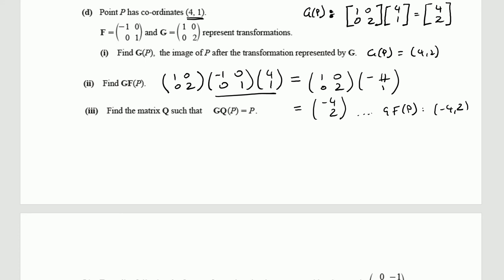Now we'll have a look at part 3. We want to find a matrix Q such that GQP equals P. So let's first of all write this down. We've got the matrix G, 1, 0, 0, 2. Then we've got some matrix Q that we don't know being applied to P, which is 4, 1, and that's going to equal 4, 1.